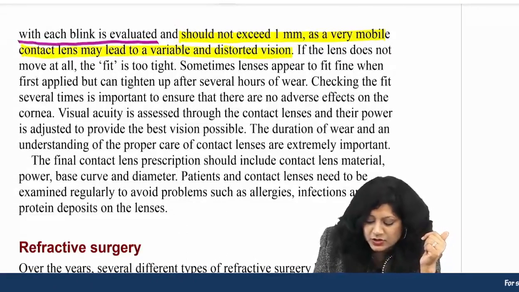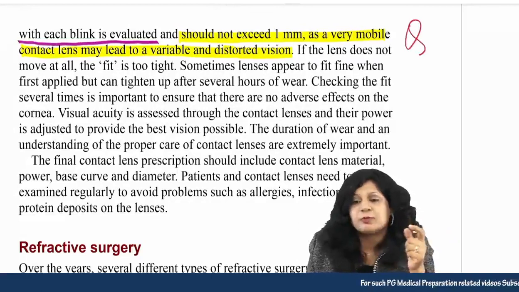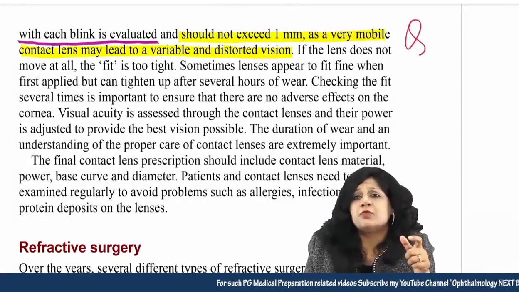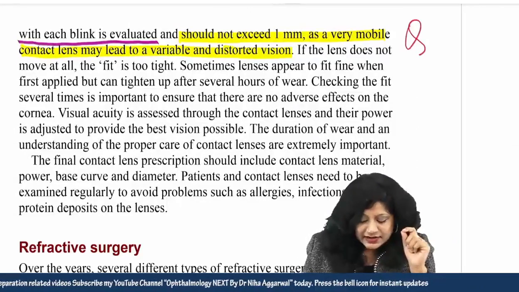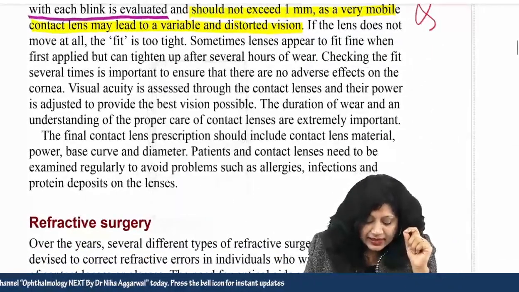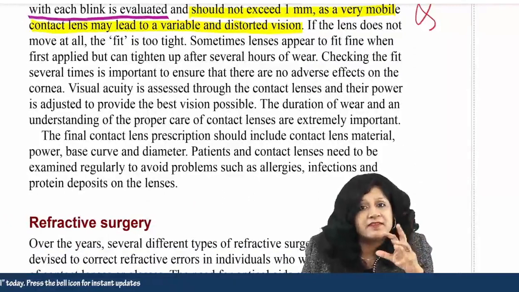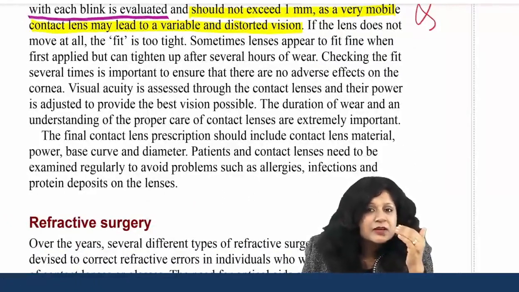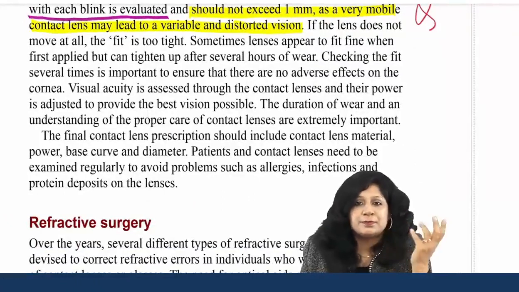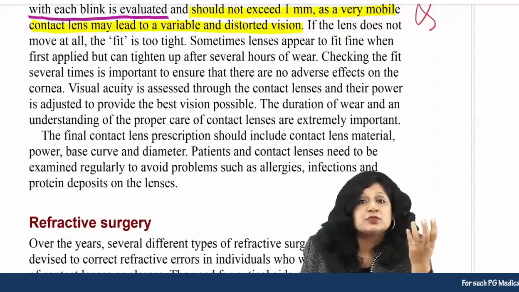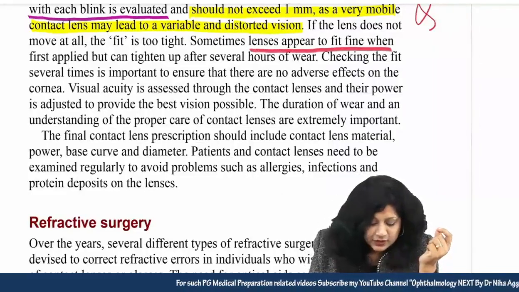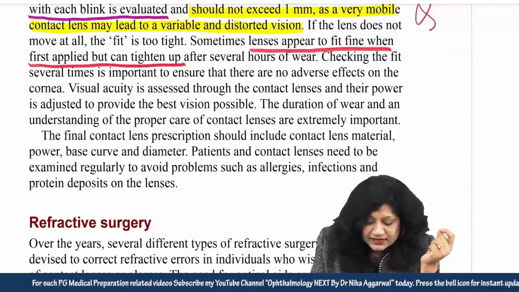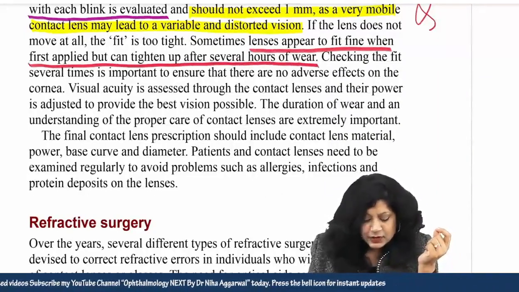So again, an important thing: how much should be the maximum movement that is permissible with the contact lenses. If the lens does not move at all, that means the fit is very tight, and you have to give a certain amount of movement possibility, otherwise it is going to restrict the oxygen permeability. Sometimes the lenses appear to fit fine when first applied, but can tighten up after several hours of wear. So you have to check it several times.